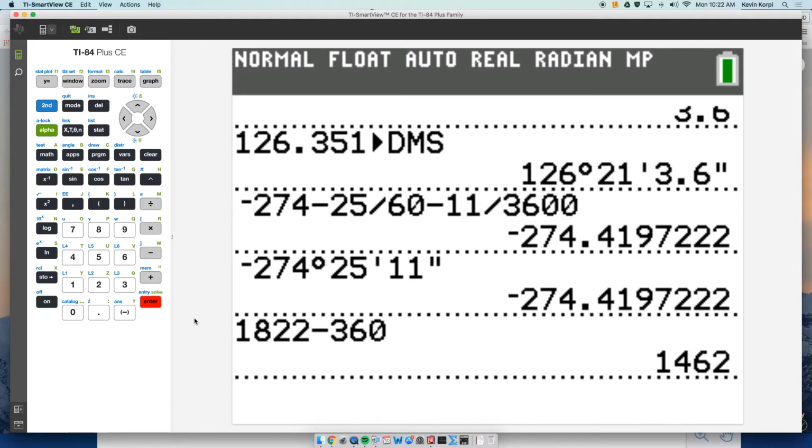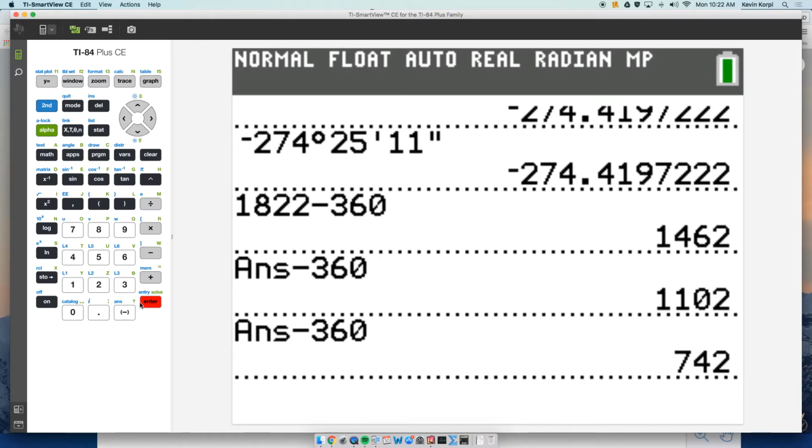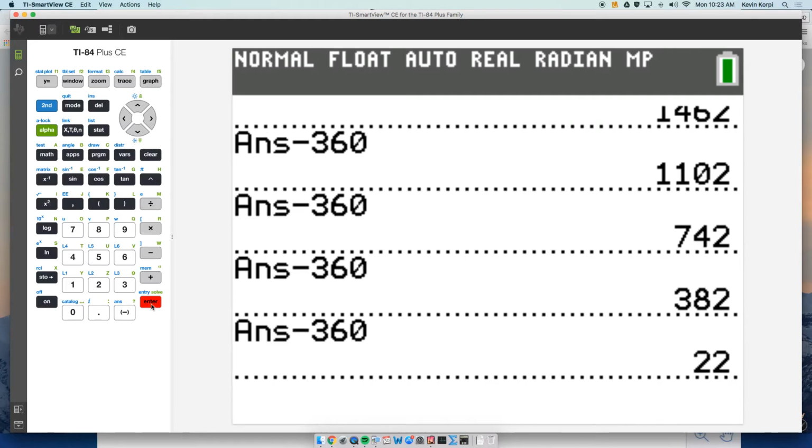That's another angle that is a full rotation away that lands at the same spot, right? 1462 and 1822 are different angles, but because they land at the same spot, they share a terminal ray. But that's not going to necessarily help us. So let's just take that and subtract 360 again. So if you just hit minus 360, it'll recall the answer. 1102 is another angle that shares a terminal ray, but really doesn't help us in sketching it. Now here's the cool thing about the calculator. Once you do something twice in a row, your calculator remembers what you're trying to do. So now if you just hit enter after you do it twice, watch this. It'll automatically do it again. 742 is a little bit better. Hit enter again. 382. Oh, that's super close. One more time. 22 degrees.